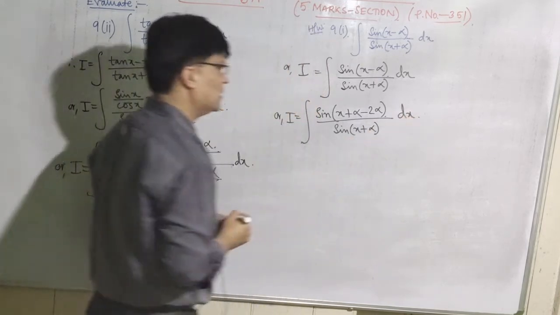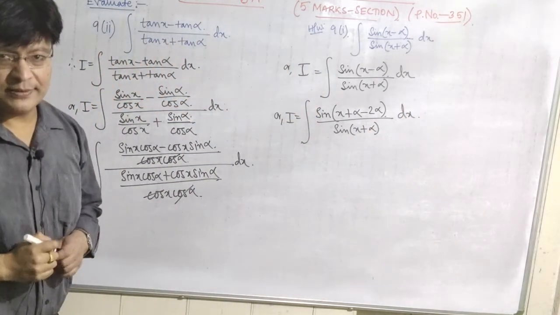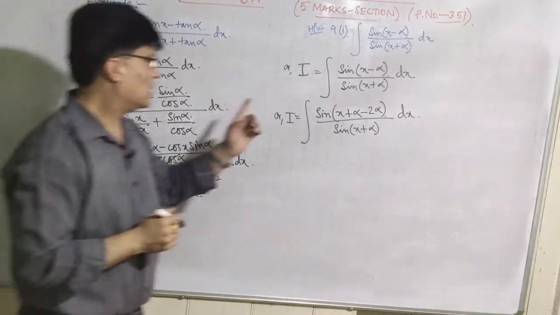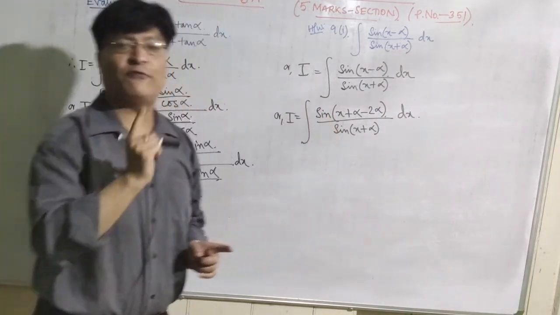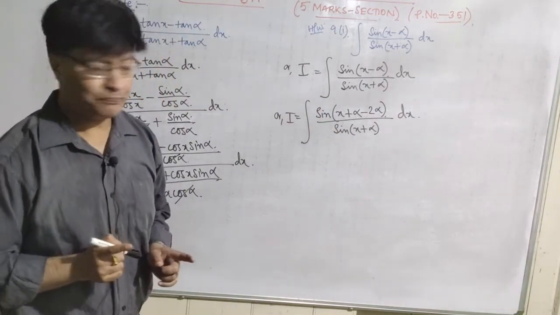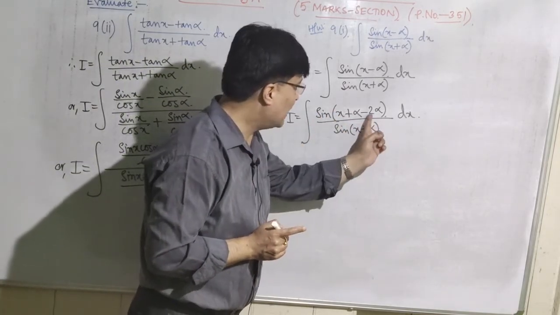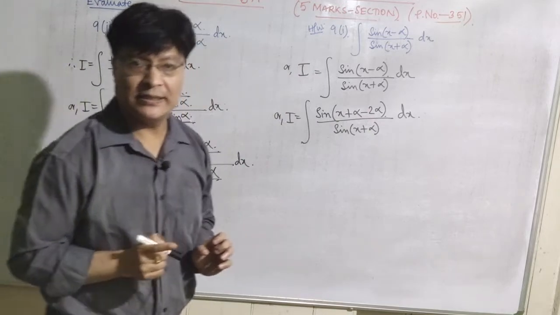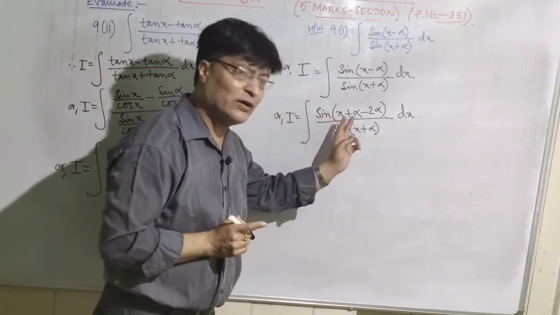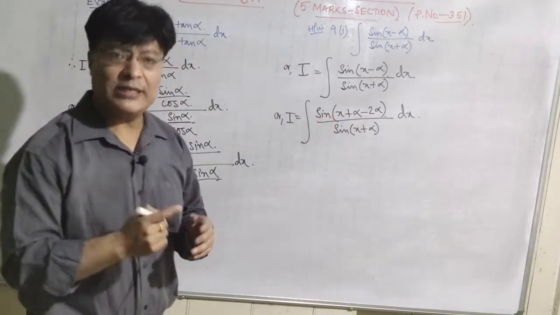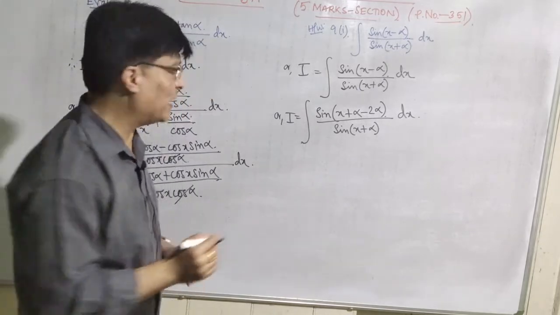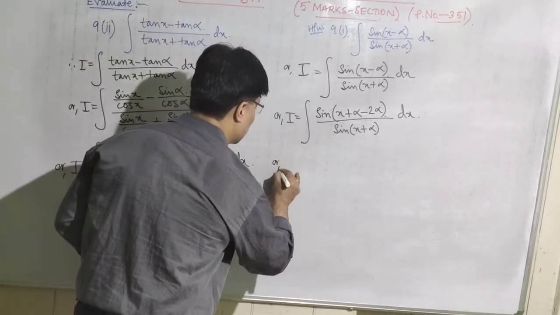Then what do we write? dx. So I think you have understood it. So now again you can use a formula in the numerator. x plus alpha is taken as A and 2 alpha is taken as B. So this is your sine of A minus B. Again you can use the formula from compound angle. What is the formula that you can use here?